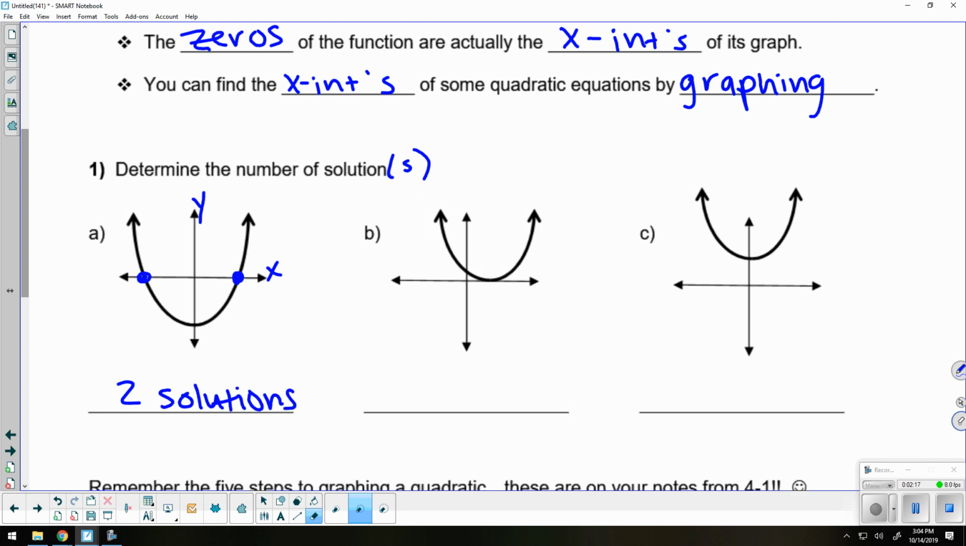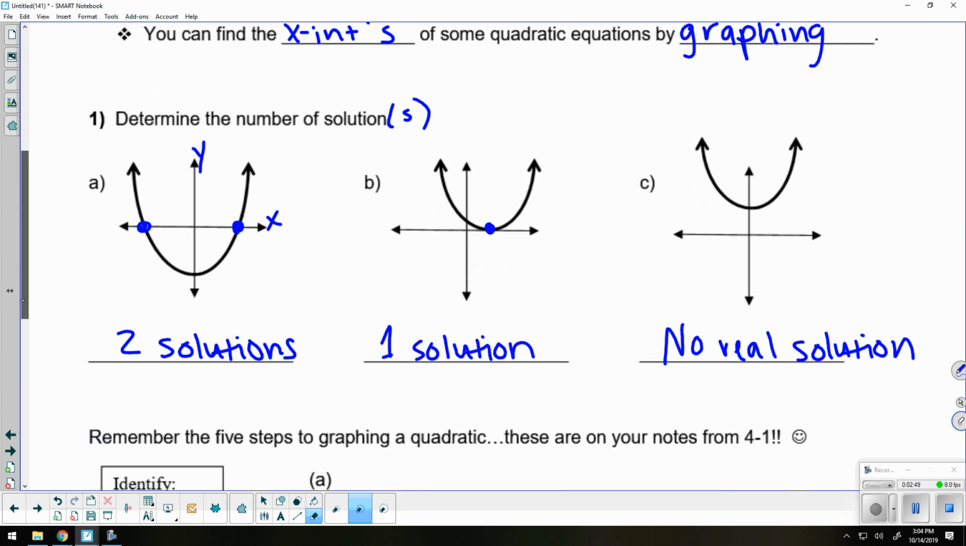The next one just touches the x-axis at the vertex, and that's one spot, so it would have 1 solution. The last one isn't crossing the x-axis whatsoever. It crosses the y-axis, but the x-intercepts are where my solutions lie. Since it does not cross the x-axis, this would have no real solution. Notice I'm saying no real solution; there would be imaginary solutions, which we'll talk about later in this chapter.